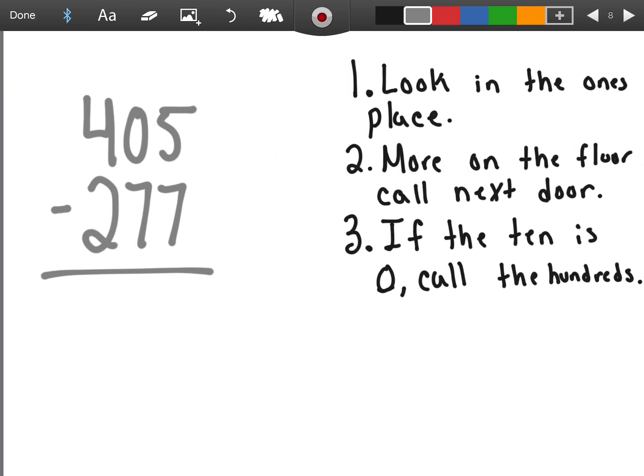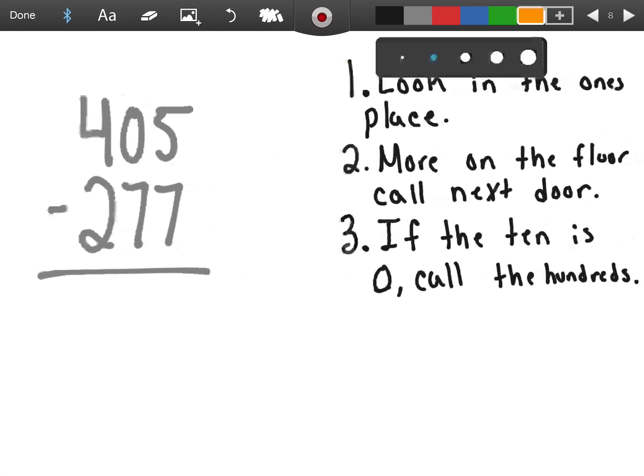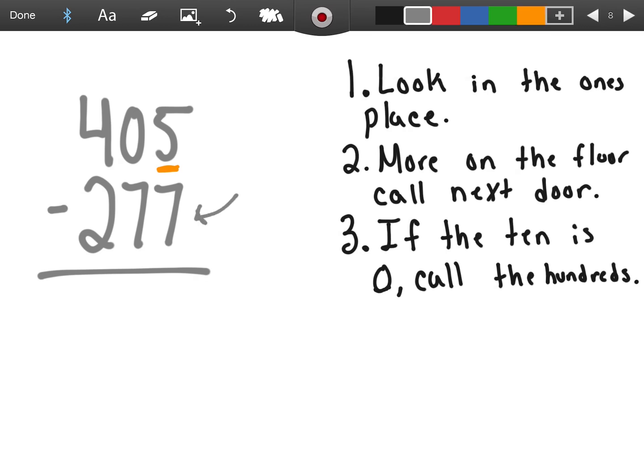So let's try this example together. We have 405 minus 277. This time we're not actually going to write it in, but we're just going to try and follow the steps that I wrote next to it. So we're going to look in the ones place. There are more on the floor, which means there are more on the bottom, so we can't subtract, and we have to call next door.